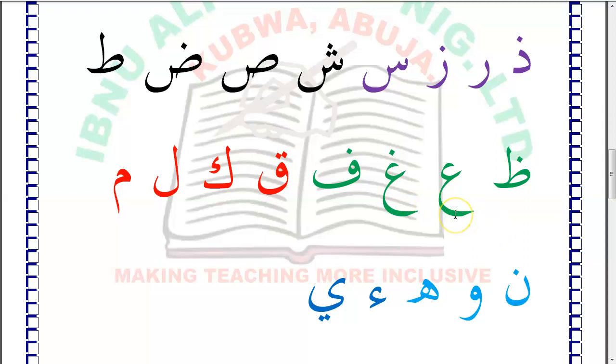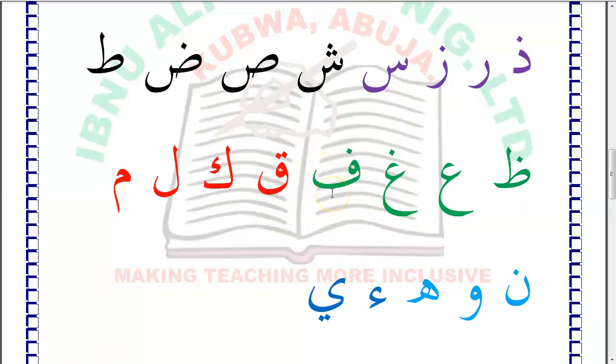You read ainun from the center of the throat, from the center of your throat. Try to read it from the center of the throat. Ainun, and this goinun.